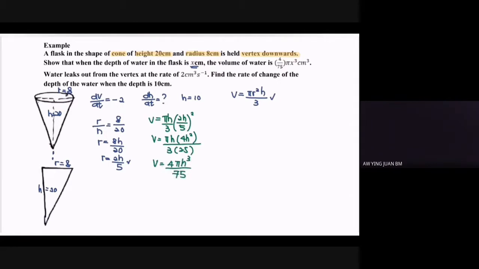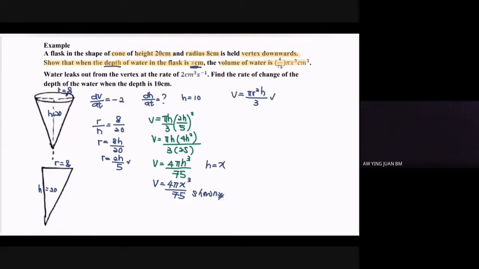Kindly refer to the question. Show that when the depth of the water in the flask is x cm, meaning that the H is equals to x. So H is equals to x, so V will be equals to 4 pi x cubed over 75. So meaning that, show that the volume of the water is 4 over 75 pi x cubed cm cubed. So we have shown this situation.